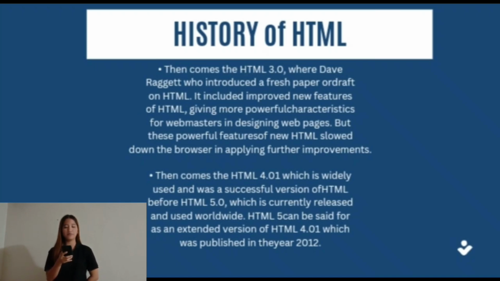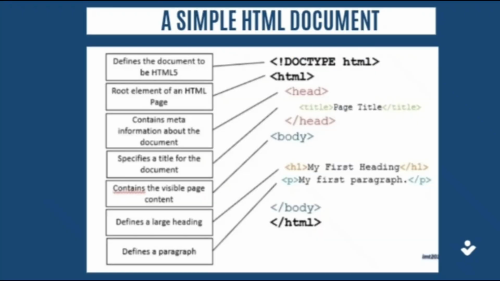HTML 5 can be said to be an extended version of HTML 4.01, which was published in the year 2012. A simple HTML document: defines the document to be HTML5; the root element of an HTML page; contains meta information about the document; specifies a title for the document; contains the web visible page content; defines a large heading; defines a paragraph.